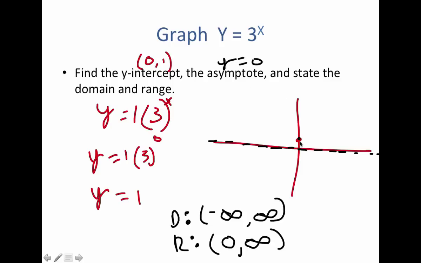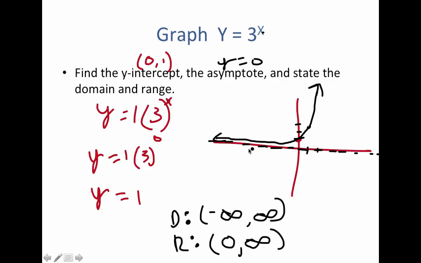So then if we do 3 squared, we get 9. Or 3 to the 1 is 3 first, and then 3 squared is 9. So this is going to go up very quickly. So here we approach the asymptote. We come through our y-intercept, and we go up real quickly. If you think about it, 3 to the 1 is 3, 3 to the 2 is 9, 3 to the 3 is 27.